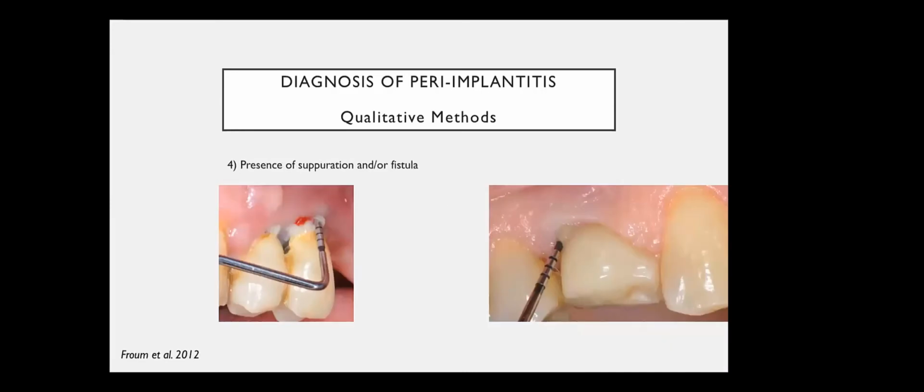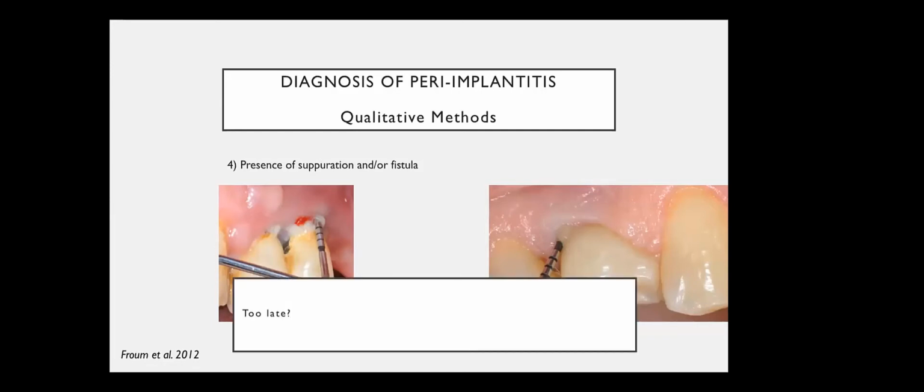And then lastly, we've got the presence of suppuration and or a fistula. So basically pus coming out of the pocket. Now, in my opinion, it's too late. If a patient's having pus coming out of their pocket, then there's a lot of problems going on here and a lot of treatment has to be done. And the idea is to not get to this stage ever. You don't want to have this type of problem.